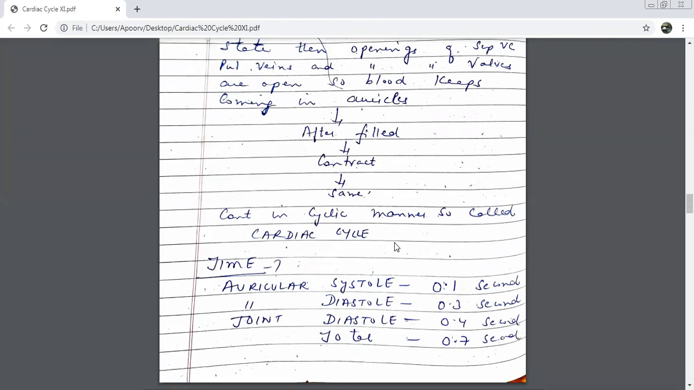The other auricle is receiving blood from the pulmonary artery. So that also should be spoken, beta. Now it is also receiving blood. All of them are open. So बहुत सारा blood auricles में fill हो गया.